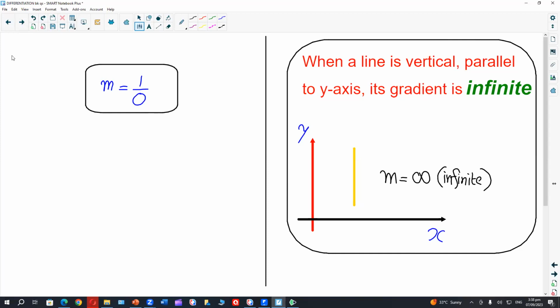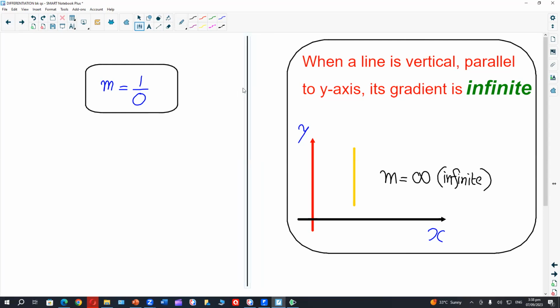Now, this is our next concept. When a line is vertical, look at the screen, the red line, the line parallel to the y-axis. When a line is parallel to the y-axis, gradient is infinite. Look at the infinite point. M is equal to 1 upon 0. You have to copy this in the notes.